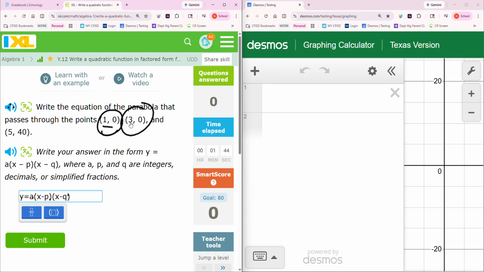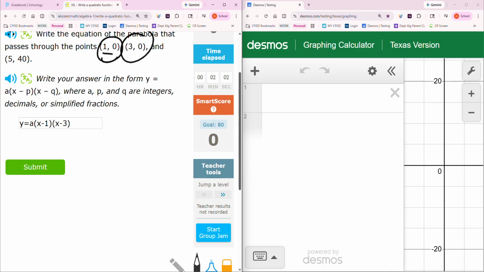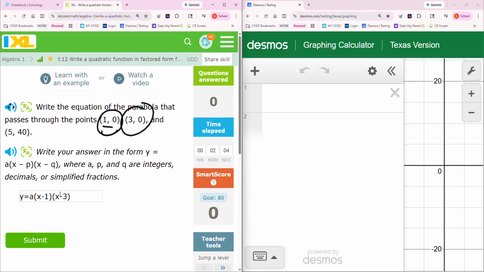Now, because the 1 and the 3, the zeros of a graph where we're crossing our x-axis, are positive, both of these are going to stay negative. So that's -1 and -3. We are not changing the sign. So now we just got to figure out our a value that will push it through this point, 5, 40.